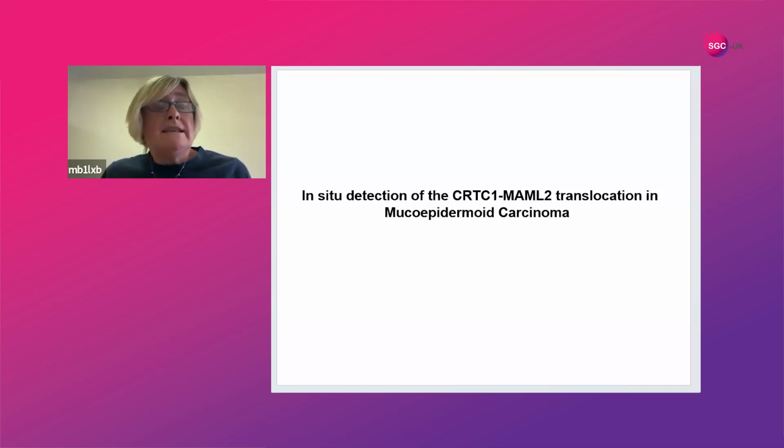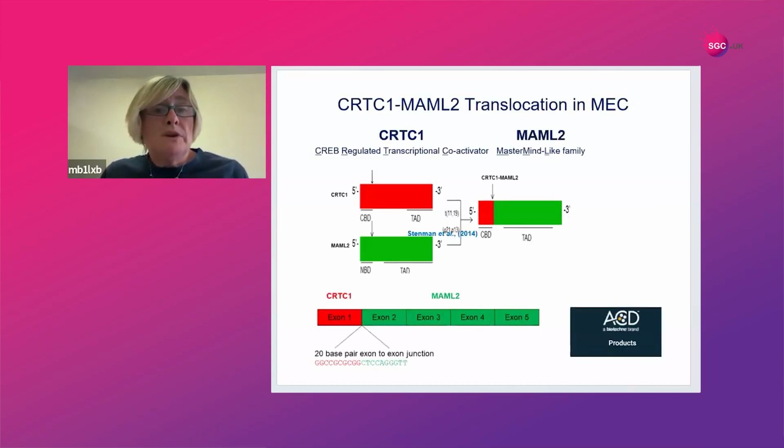And as I said, it's always the same breakpoint. So there's exon 1 in red next to exons 2 to 5 of that gene, of those genes that come together. So we could design something, see where it says 20 base pair exon-to-exon junction. You would only pick that up where those two pieces of gene have come together. You would only detect it there.